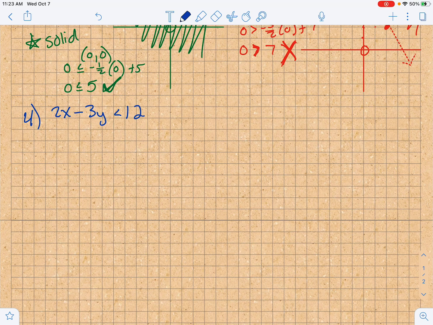So 2x minus 3y is less than 12. Now this is standard form. I prefer to solve for y if I get decimals. If I'm not getting decimals, I'm okay with the cover-up method. So I'm going to make my xy chart over here.